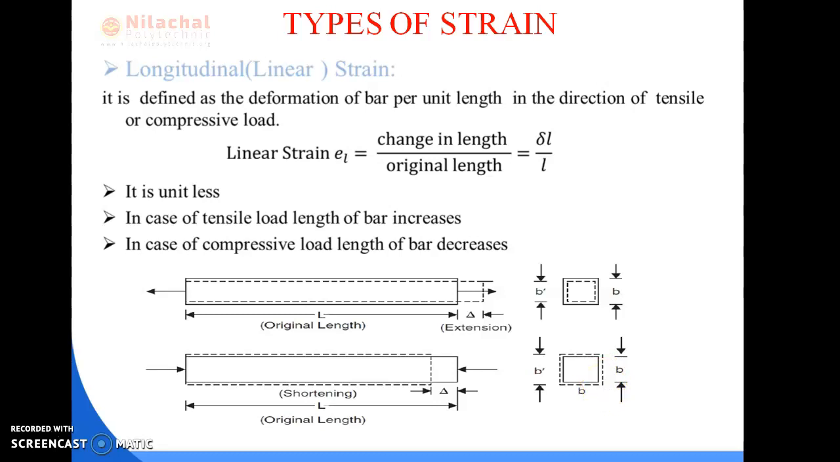Both tensile and compressive strain are known as linear strain because they depend upon the change in length of the body. Mathematically, linear strain is equal to change in length by original length, that is del L by L. In case of tensile strain, it is increase in length by original length. In case of compressive strain, it is decrease in length by original length. Simply, e_L is equal to del L by L. As both terms are related to length, strain is unitless.